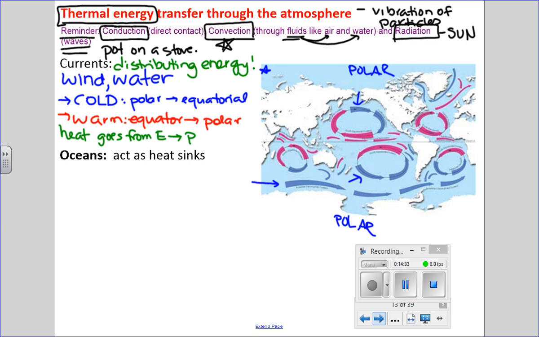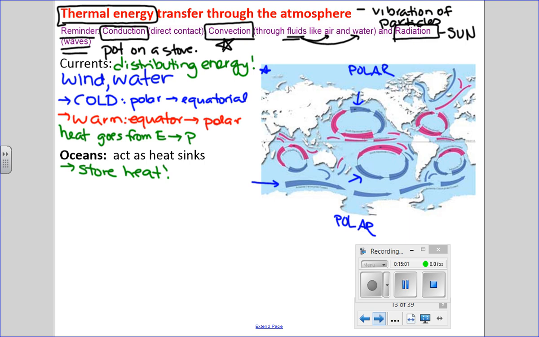Now, since we've got oceans on this picture, I'll mention this now, but oceans are heat sinks. Oceans help store a lot of heat. When we come back from Christmas break, we will spend quite a bit of time talking about water and all of the things that it does. But one thing I want you to recognize is that water stores heat.